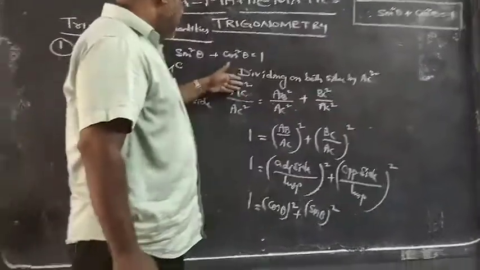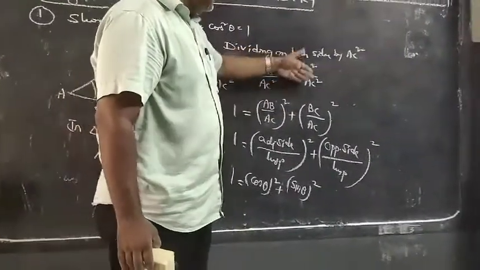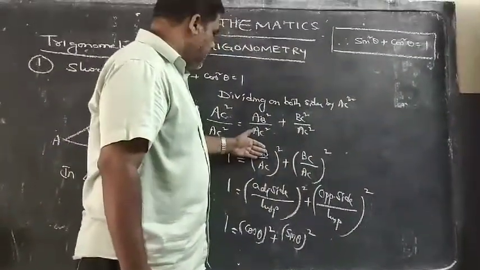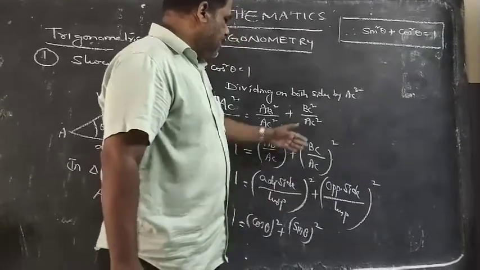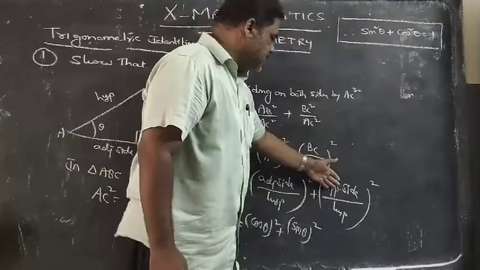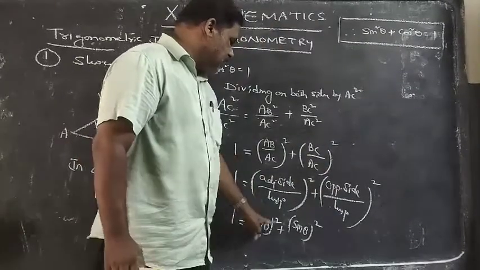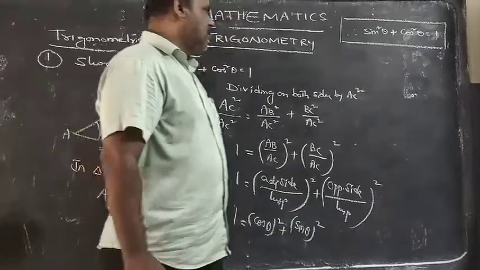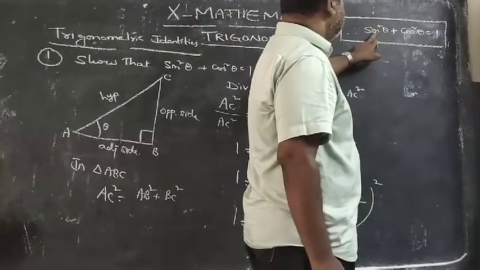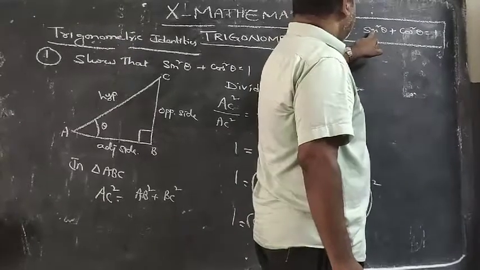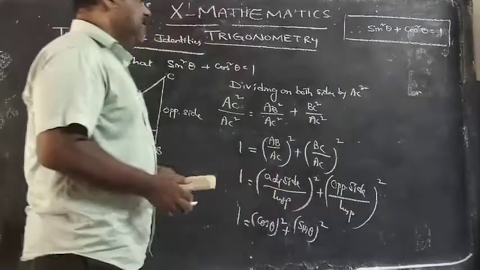Left side it will become 1. Here AB by AC whole square. Here BC by AC whole square. AB by AC means adjacent side by hypotenuse whole square. BC by AC means opposite side by hypotenuse whole square. So we will get cos theta whole square plus sin theta whole square. Cos theta whole square is cos square theta. Sin theta whole square is sin square theta. Therefore we will get sin square theta plus cos square theta is 1. That is one identity.